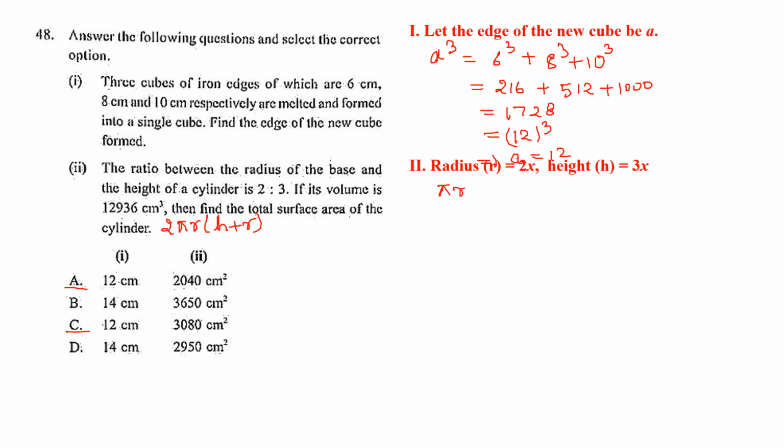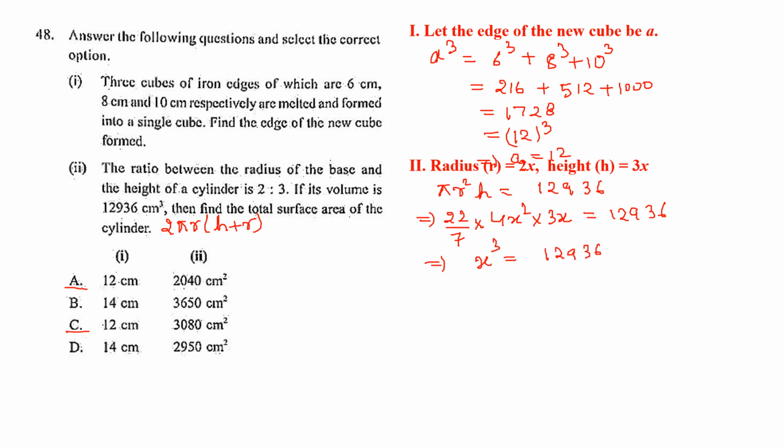So pi r square h is equal to 12,936. Now I'm going to put in all the values. So 22 by 7, radius is 2x, so 2x whole square will give me 4x square, into 3x, equal to 12,936. And when I transpose everything, x square into x will become x cube, and the rest I'm going to transpose to the right hand side. So it will be 12,936 multiplied by 7 divided by 22 into 4 into 3.